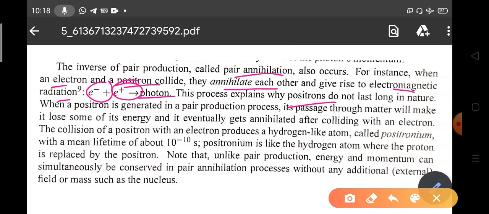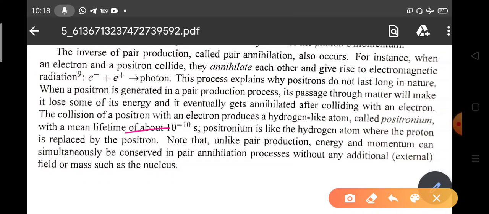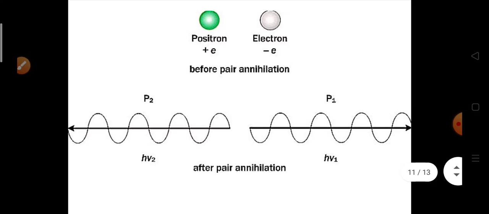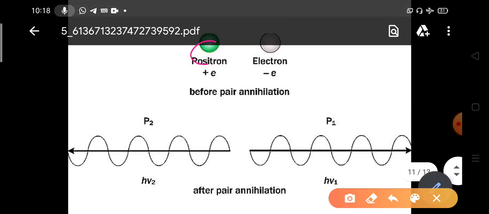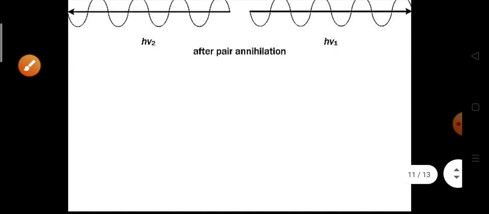Why? Because whenever a positron is generated in a pair production process, it will pass through the matter and make collisions with the electrons inside the matter, and so it will be annihilated and it will generate photons. So the positron has a mean lifetime of about 10 to the power minus 10 second. Look here, this is the schematic diagram of the pair annihilation process. Here the positron is colliding with an electron and it can produce photons.